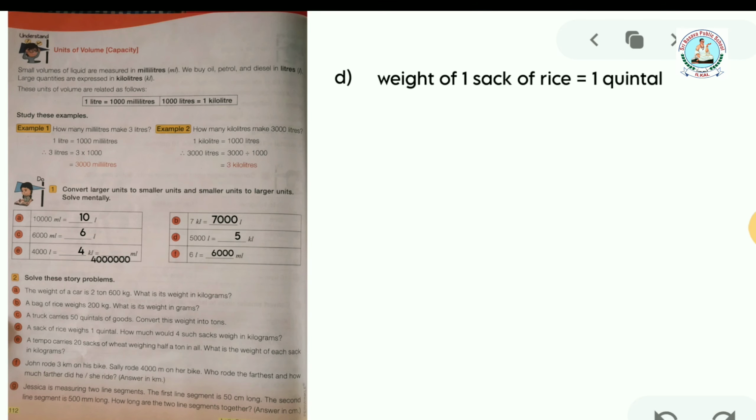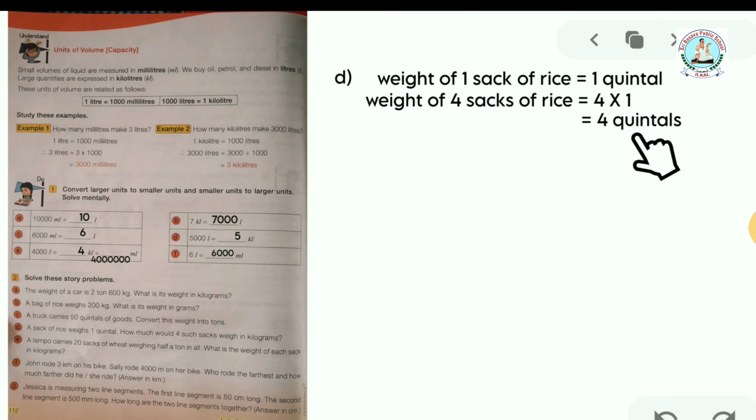First we have to write the sentence like this: the weight of 1 sack of rice will be 1 quintal. Just keep in mind that 1 quintal equals 100 kg, right? So the weight of 1 sack of rice is 1 quintal, and we need to find out the weight of 4 sacks of rice, that is 4 times 1.